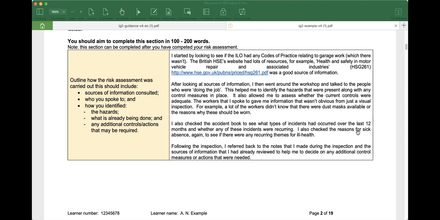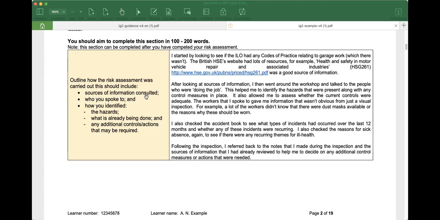I also checked the reason for sick absence, again to see if there were any recurring themes for ill health. Following the inspection, I referred back to the notes that I made during the inspection and the sources of information that I had already reviewed to help me to decide on any additional control measures or action that were needed. So now you can see what type of information is required from you.